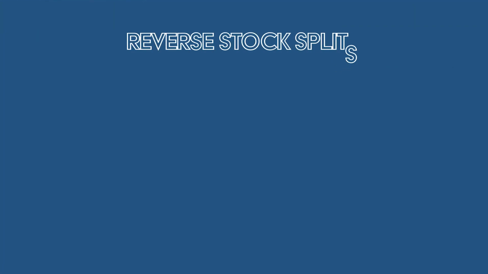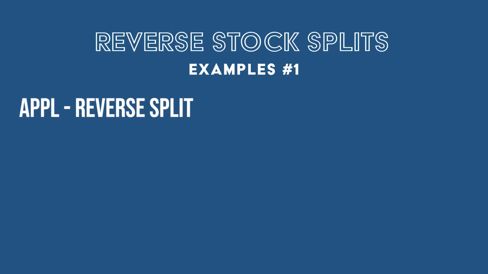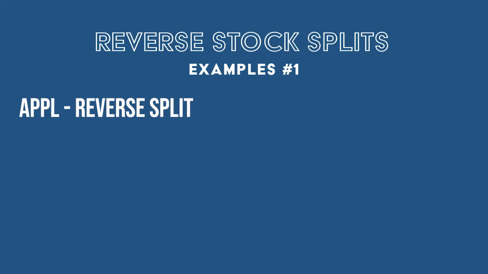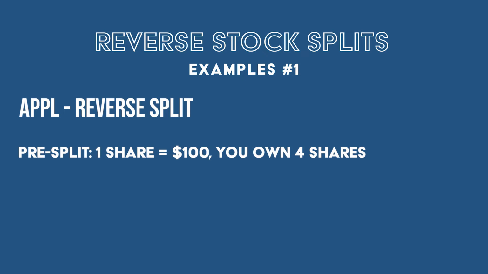Okay, let's go back to the Apple example that I gave you before, and let's say that for whatever reason they wanted to do a reverse split. So you've got 4 shares that are worth $100 a piece. In a reverse split, it just goes the opposite of what we talked about before. Let's say they did a 4-for-1 reverse split.